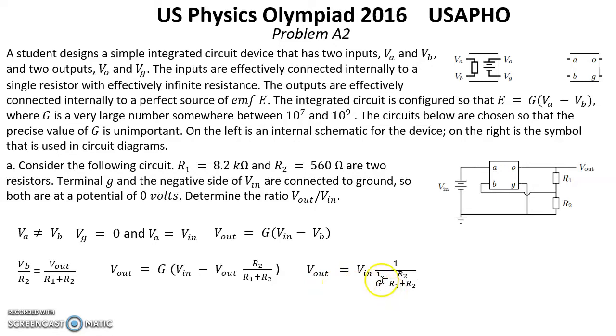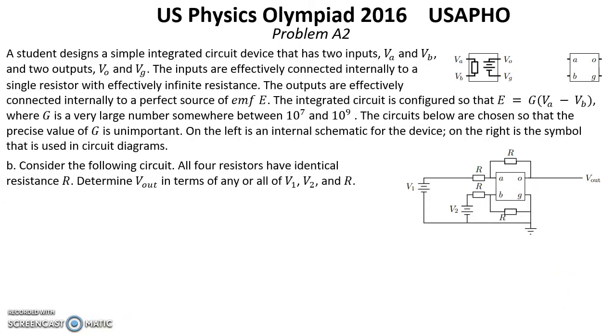But 1 over G is very small compared to this part. It means that V out over V in is approximately equal to this relation, or 15.6. That was the answer for question A.